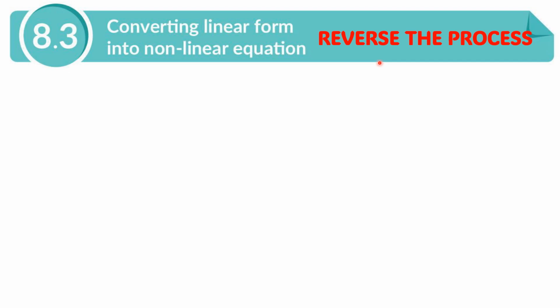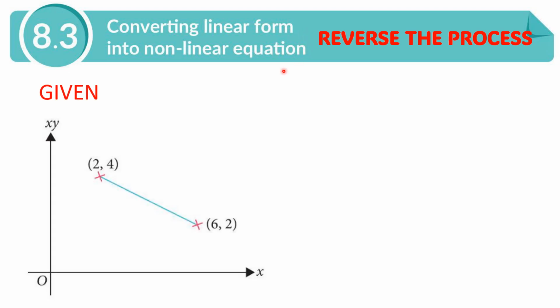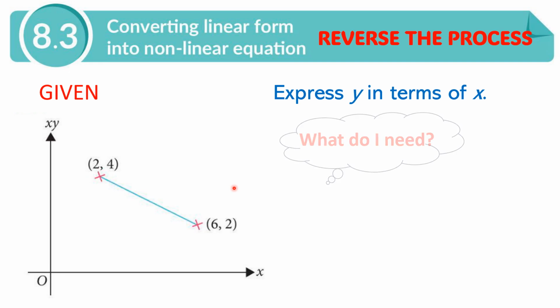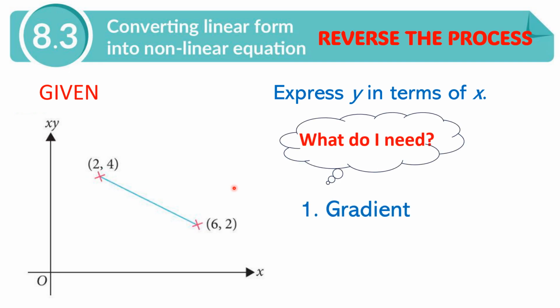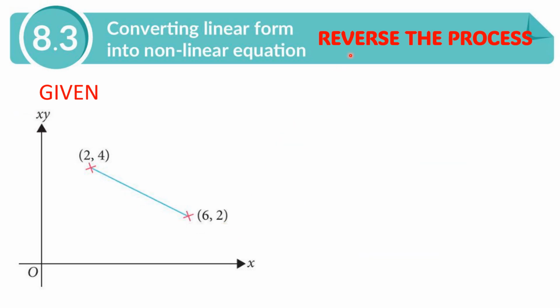In this lesson, I will be focusing on the reverse of the whole process. That is, how can we convert linear form into a non-linear equation? For such questions, usually a diagram will be given to you, which means you don't even need to draw. Usually they will ask you to express y in terms of x, or to find the non-linear equation. For cases like this, what do you need? You must be able to find the gradient and the y-intercept. These are the two that you can work out from the diagram itself. So let's move on to solve this question now.